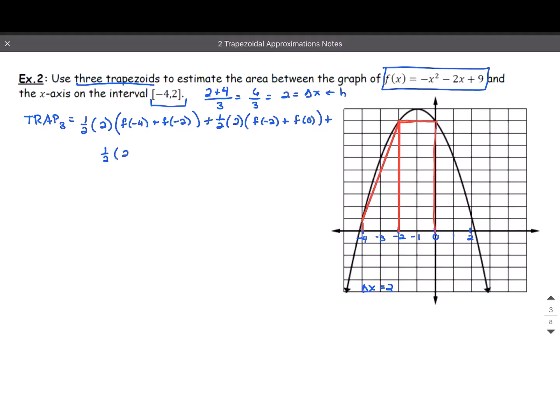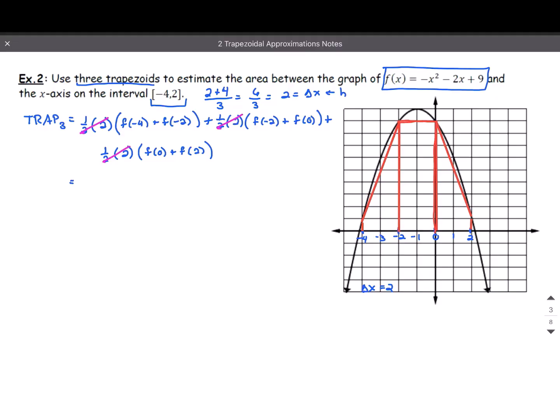From 0 to 2 is a height of 2, or a change of 2. On the left, we're going to use f of 0, and on the right, we're going to use f of 2. So we have our f of 0, we have our f of 2, and we now have our trapezoid. And now we're ready for some computations here. So notice the 1/2 times 2 is going to be 1. They're going to cancel out, so that makes it a little easier.